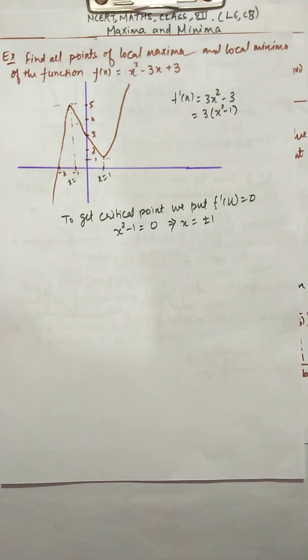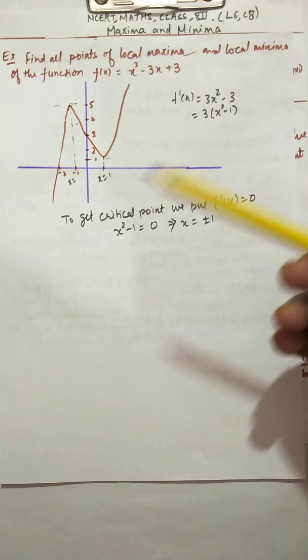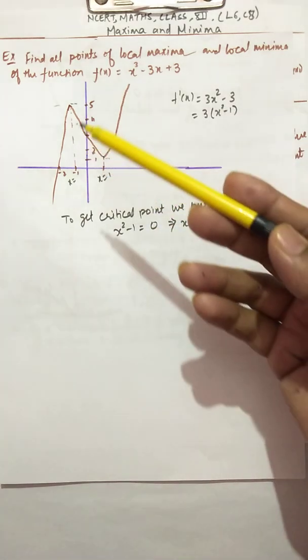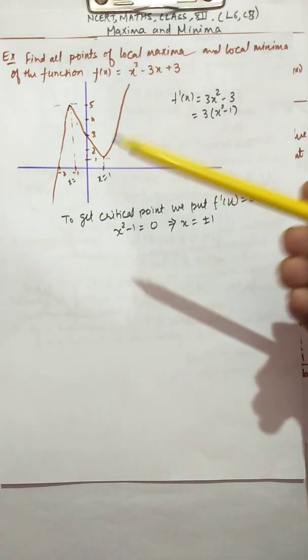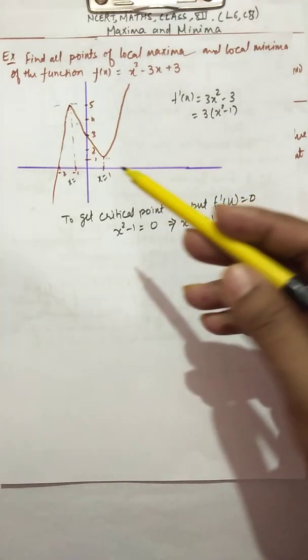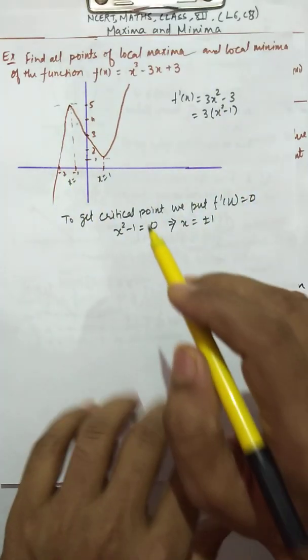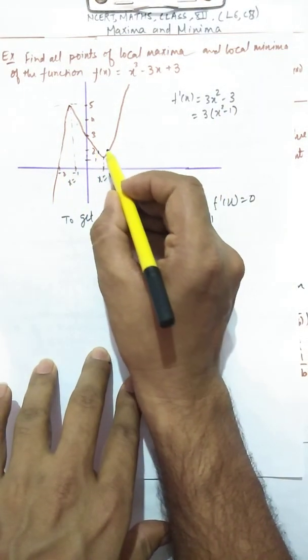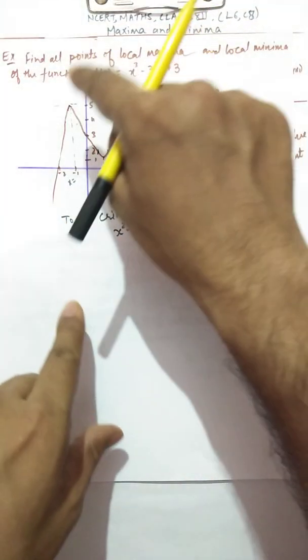Now we have to check which critical point will give you the maximum value and which critical point will give you the minimum value. If you draw the function, this is very easy to understand. You can see that x = −1 will give you the local maximum, and x = 1 will give you the minimum value. They are asking about local maxima and local minima, meaning the valleys or the top hills.